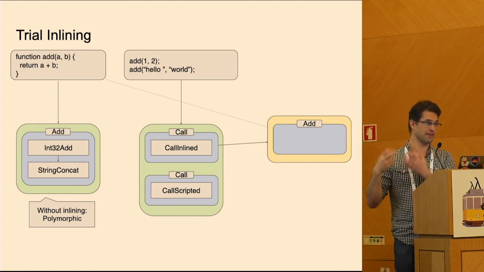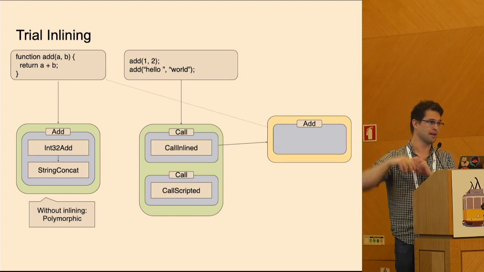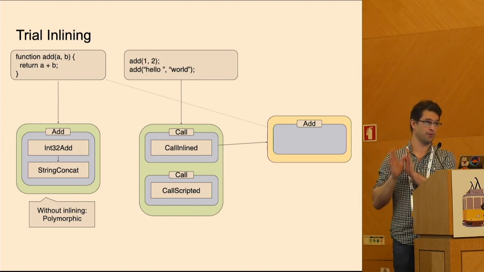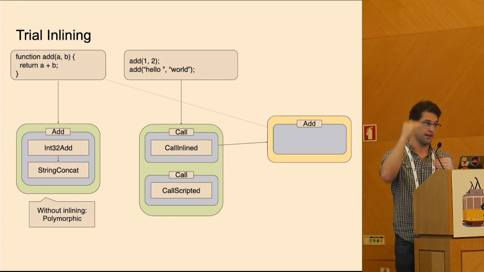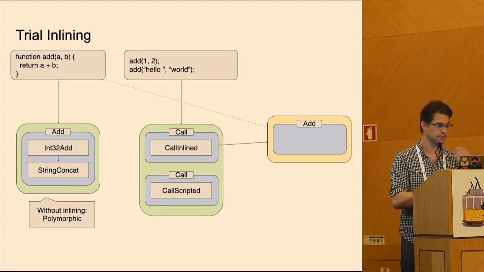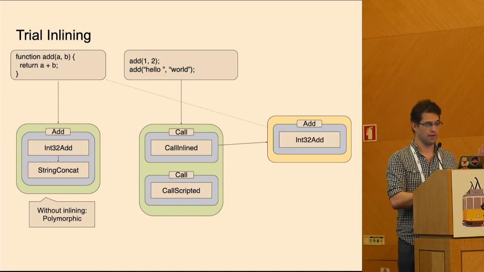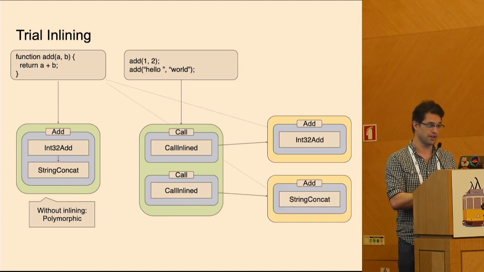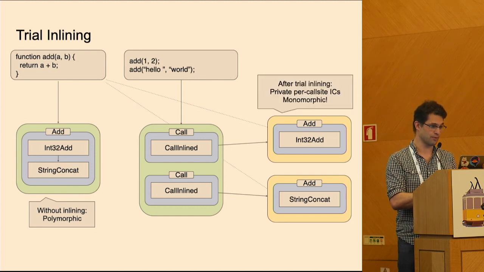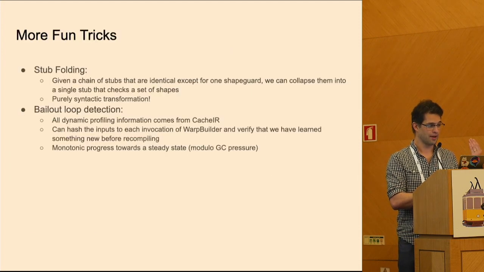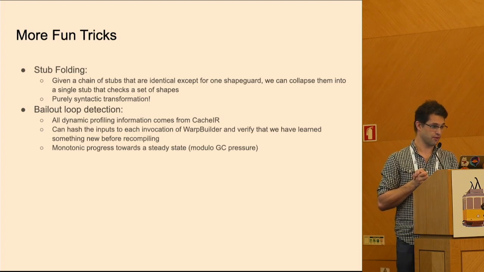So there may be different guards that we need depending on the case, but that all gets optimized away and is orthogonal because we have a separate IR for this. And then when we execute, this call site will only see a 32-bit integer addition, and this one will only see a string concatenation, and therefore we end up getting monomorphic ICs, which is pretty cool. So after we do trial inlining, we have private per call site ICs, and they're monomorphic. A couple of other fun tricks that I'll run through quickly.